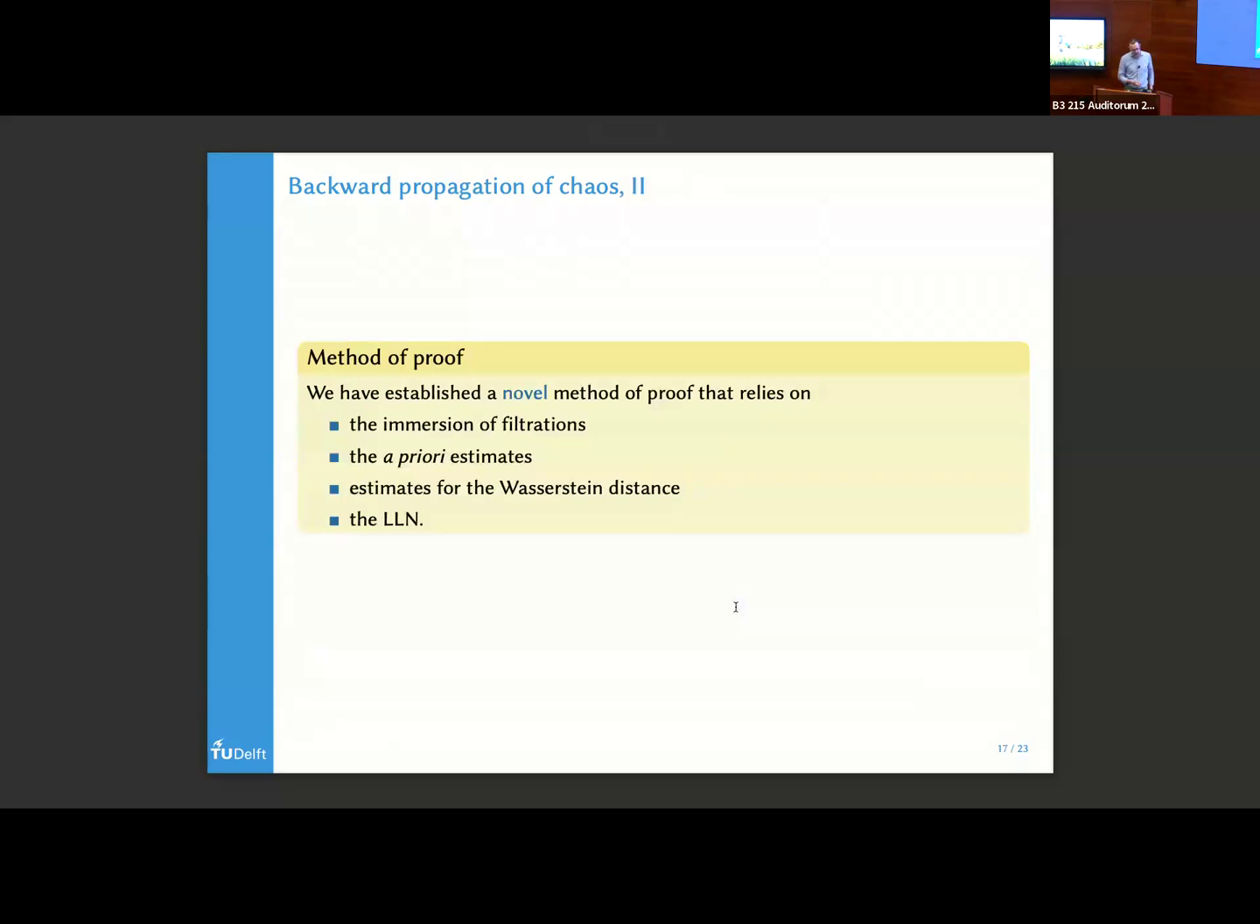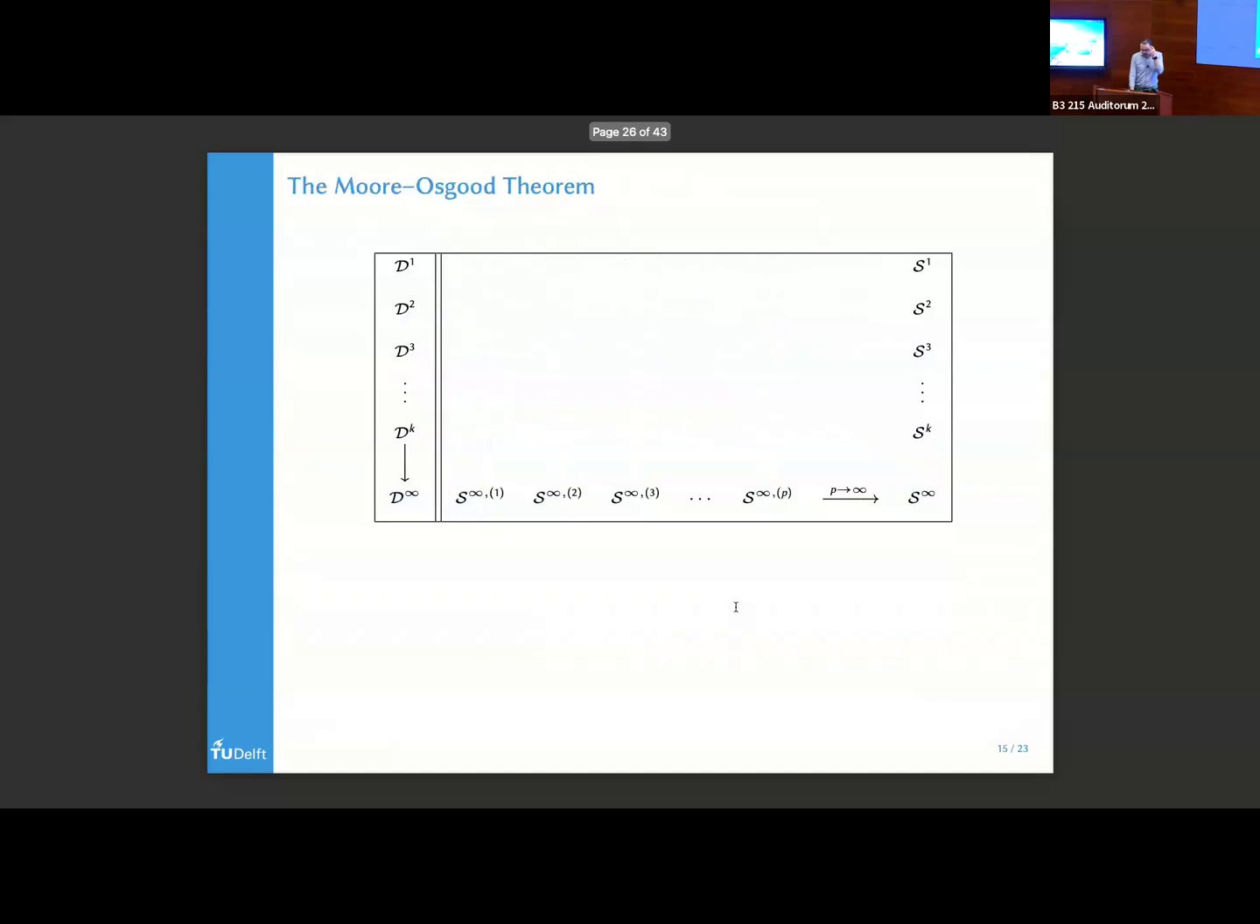Okay, and the nice thing, in my opinion, is that we have also a new method for proving this type of results. And we don't use the classical tools, which are coupling and change of measure and things like that. We need basically three things. You need the immersion of filtrations, the a priori estimates, and some estimates for the Wasserstein distance, and then obviously the law of large numbers, which is essential in all this type of results.